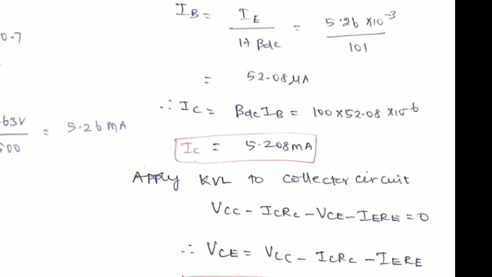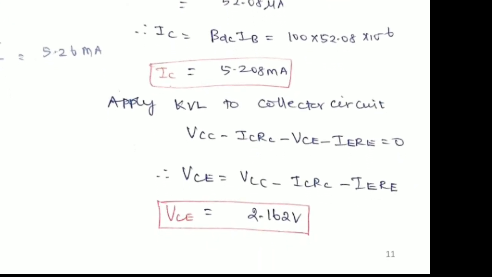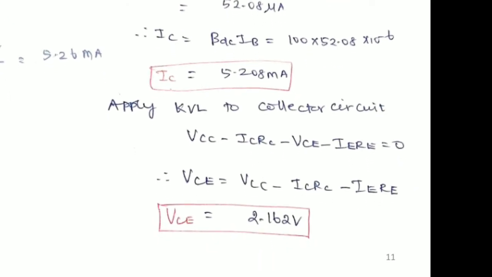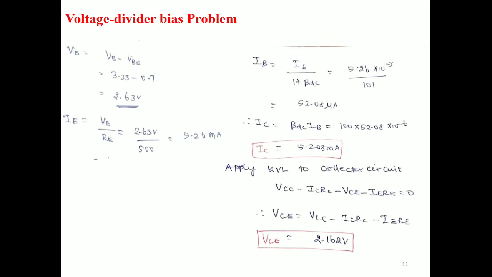We know KVL applied to the collector circuit, so VCE is equal to this equation. Finally we got 2.16. So it is a very simple problem. From this you can easily understand the voltage divider network, and how to calculate the IC value. These are the simple things.